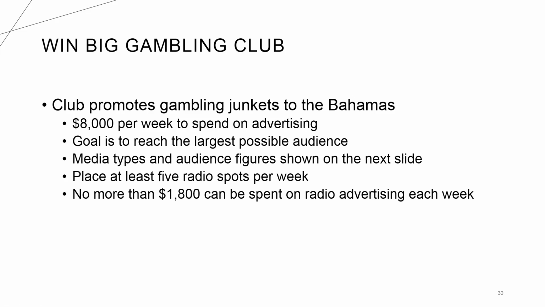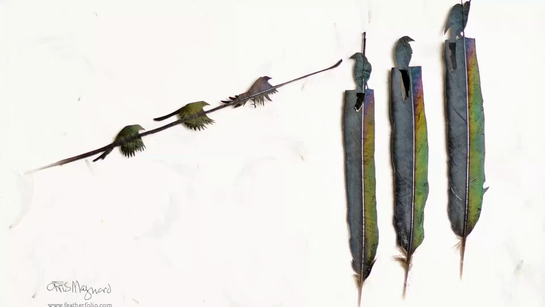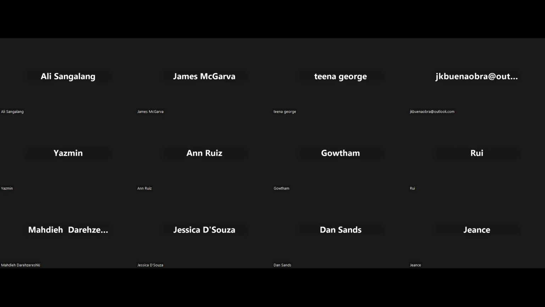So let me see here. What's the best way to do this? I want to be able to alt tab back and forth between them. So I think the best way to do this is just to share this screen.